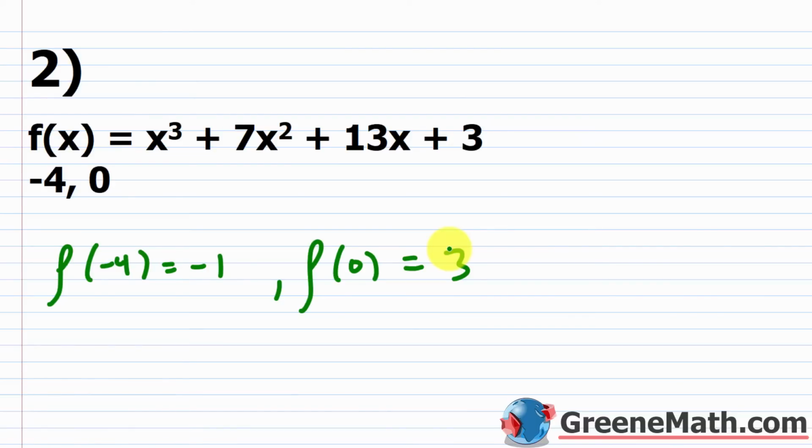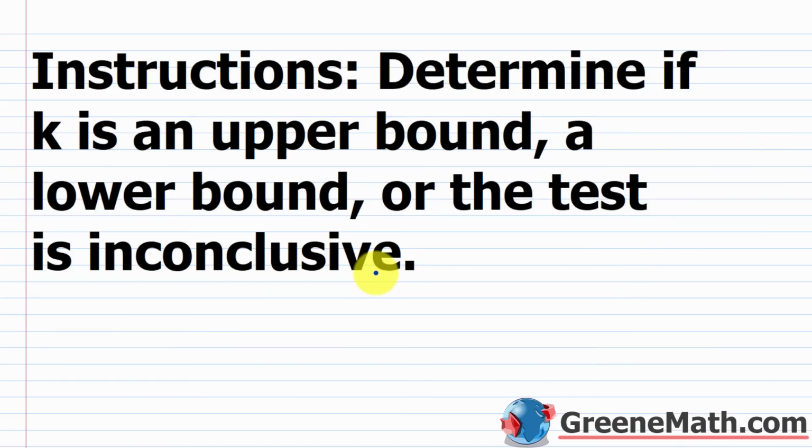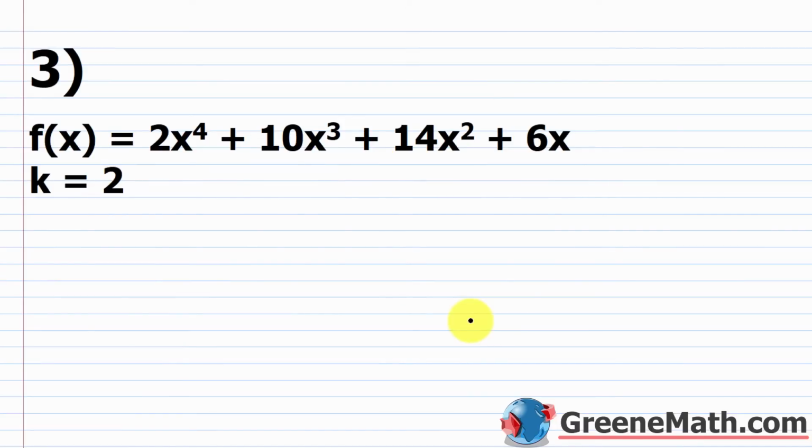We're just using this to say we know we have at least one real 0 between the two values of -4 and 0. All right, so the instructions are going to change. We want to determine if k is an upper bound, a lower bound, or the test is inconclusive. All right, so coming down to problem 3, we have f of x equals 2x to the 4th power plus 10x cubed plus 14x squared plus 6x. We're given a k value that's 2. So if the k value you get is positive, you're going to check for an upper bound. You're not going to check for a lower bound.